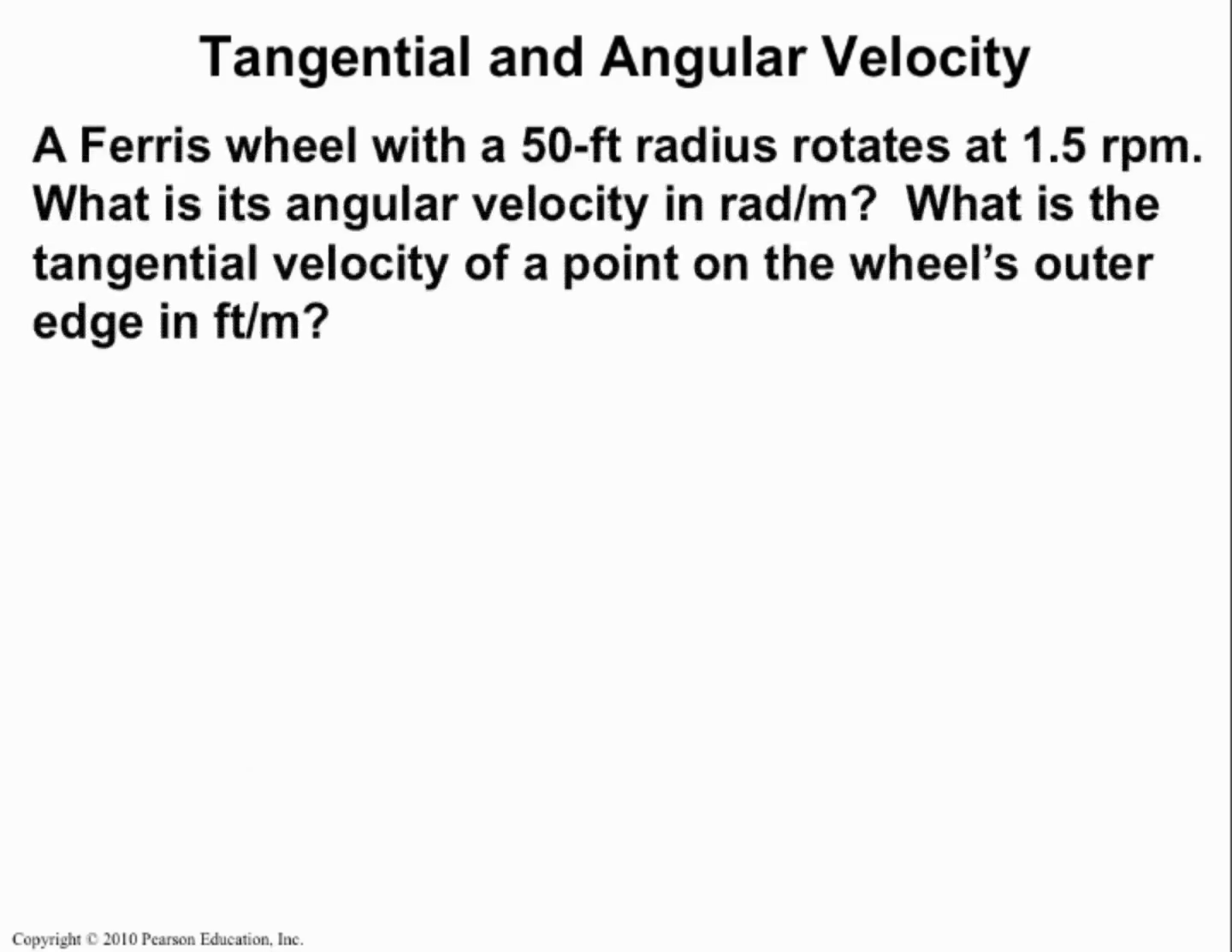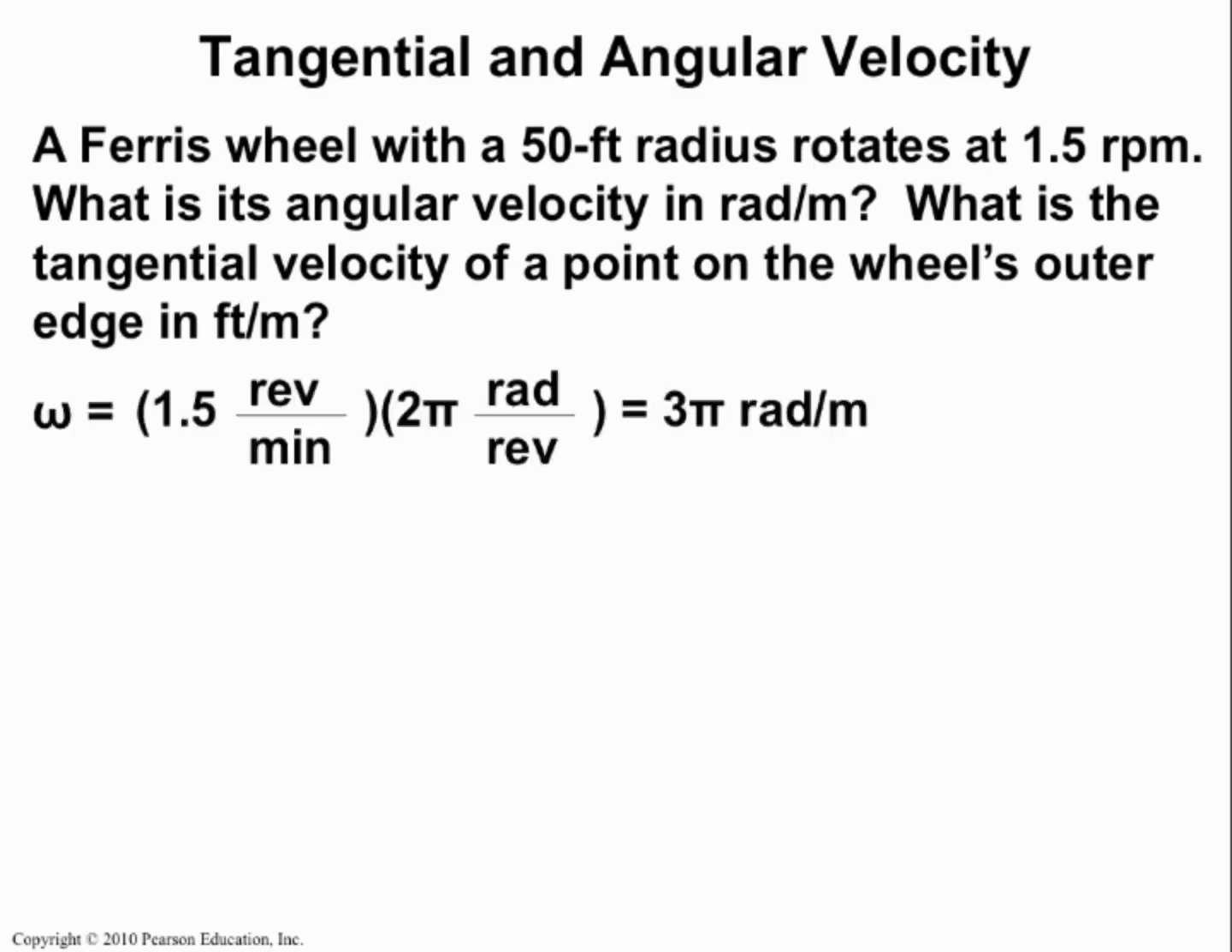Another example, a Ferris wheel with a 50-foot radius rotates at 1.5 revolutions per minute. What is its angular velocity in radians per minute? What is the tangential velocity of a point on the wheel's outer edge in feet per minute? All right, so this is similar to the last problem. Remember that 1 revolution is 2 pi radians. Pause the video, do this one on your own, then resume when you have your answer.